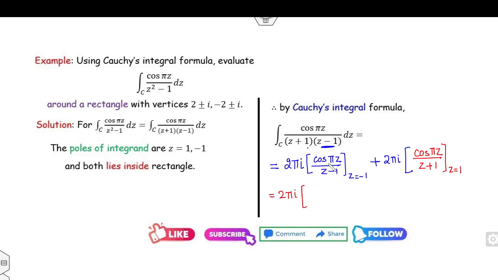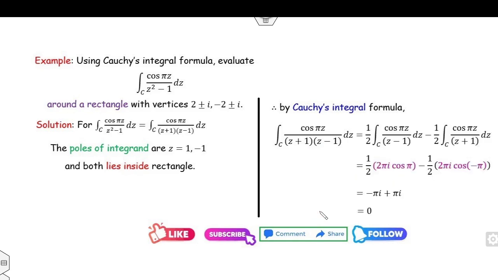Cos of minus pi is the same as cos of pi, which is minus 1. So it is minus 1 over minus 2, plus 2 pi iota times minus 1 over 2. So the answer will be, this cancels, and the answer is 0. Fine. Otherwise you can use partial fractions, or you can simply use this method.